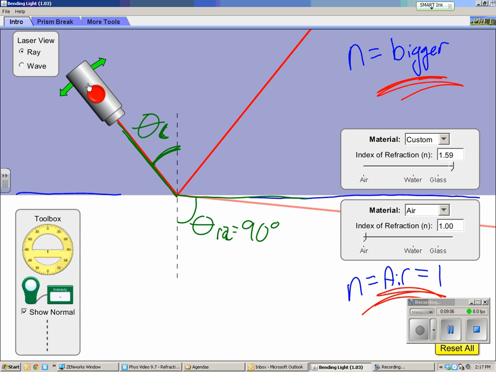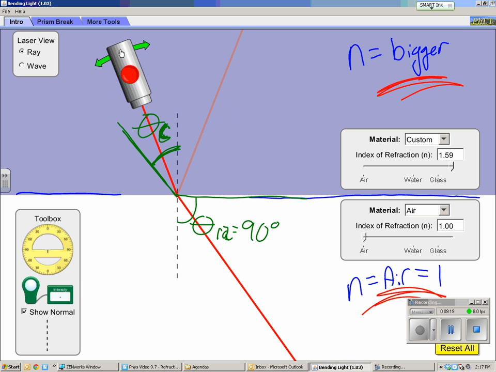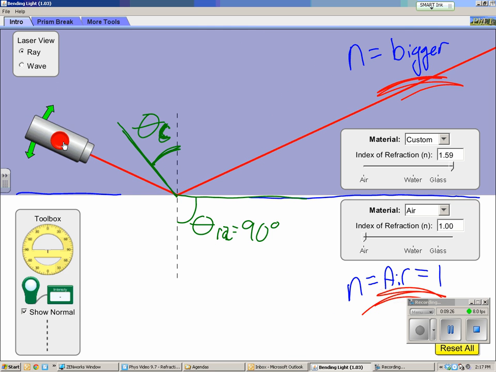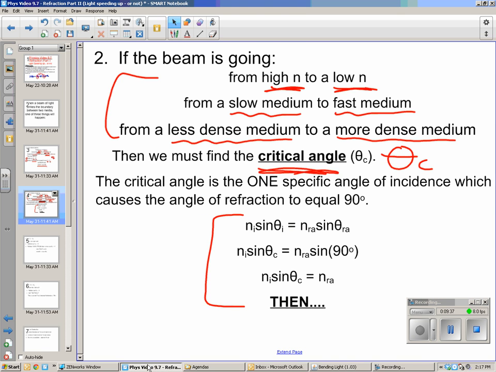Okay? So, here are the other two options. Option 2 says, if you're going from a big index to a low index, then find your critical angle. And then what you do is you compare your angle of incidence. If your angle of incidence is less than your critical angle, then it refracts, and you use Snell's law. If your angle of incidence is bigger than your critical angle, then it doesn't refract at all. It just reflects following the law of reflection. Okay? So, what you need to do then is this.